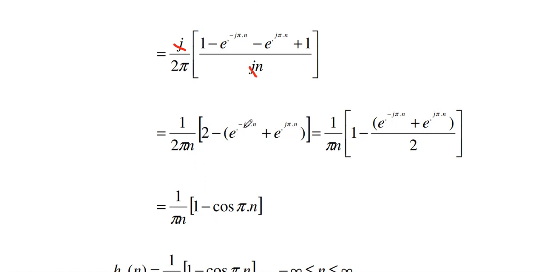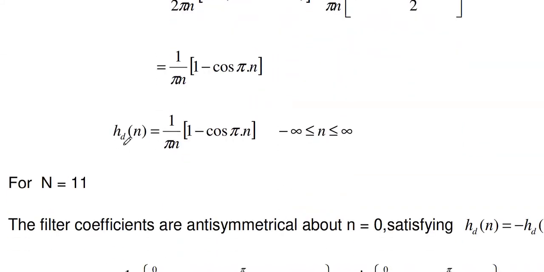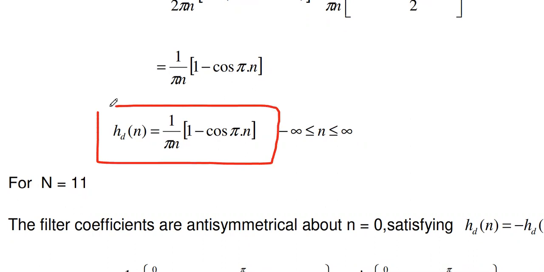So we can get (e^(-jθ) + e^(jθ))/2. Okay, so what is this term? (e^(jθ) + e^(-jθ))/2 is nothing but cos θ. So we can write it as cos θ. In the place of θ, which one is available? πn. So cos πn. So finally we can get hd(n) = (1/πn)(1 − cos πn). Okay, so this is the hd(n) value.